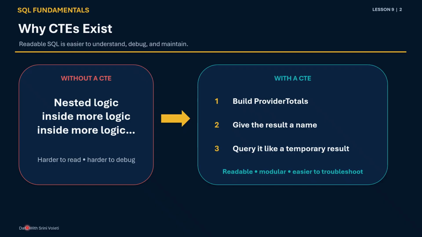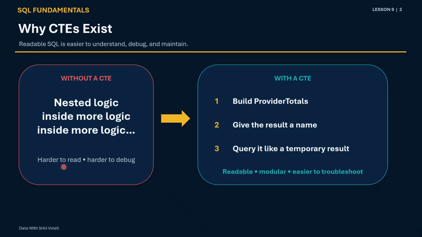Before looking at syntax, let us understand the problem CTE solves. On the left, imagine a query containing nested logic inside more nested logic. Technically, the SQL may be correct, but correct SQL is not automatically good SQL. When business logic is buried several levels deep, a developer may have to repeatedly ask, what does this inner query return? Why is this calculation here? Which result is the next query using? Where should I troubleshoot if the result looks wrong?